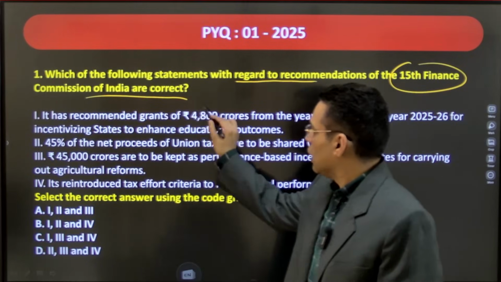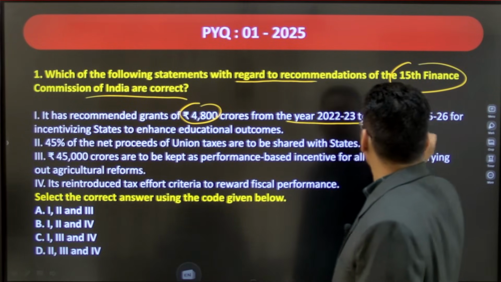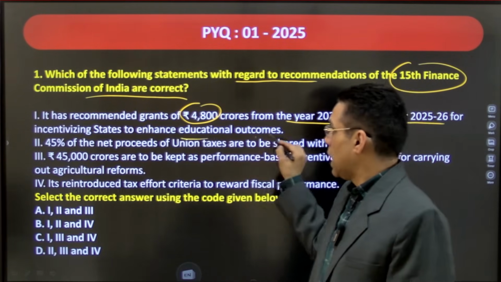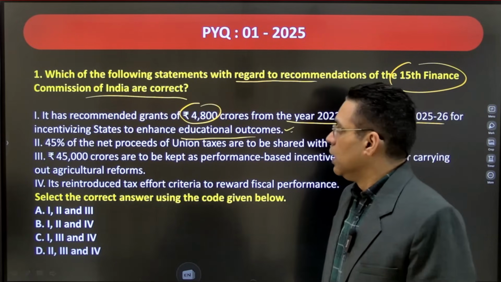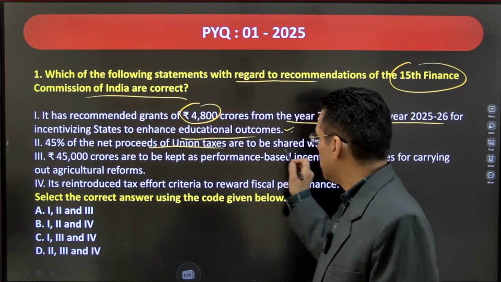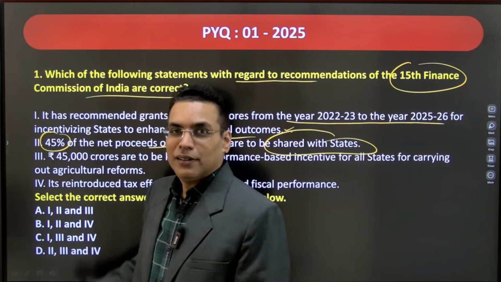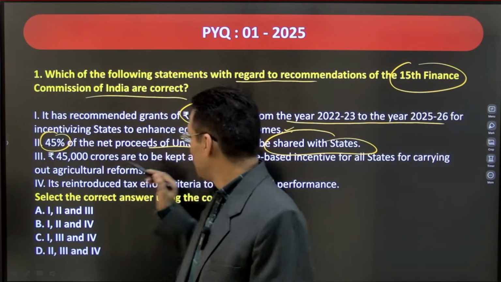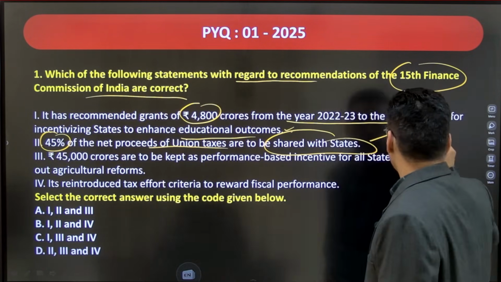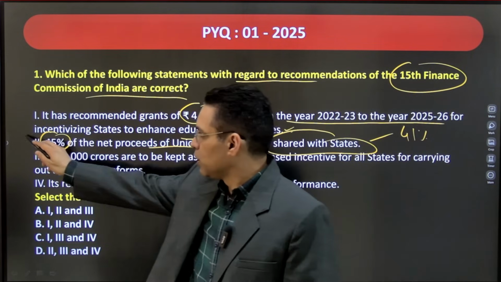It has recommended a grant of 4,800 crore from the year 2023 to incentivize states to enhance educational outcome. Okay. 45% of the net proceeds of union taxes are to be shared with states. 45%. This has never happened. Only 41% has to be shared, remember. So this statement is wrong. We already know this statement is wrong.